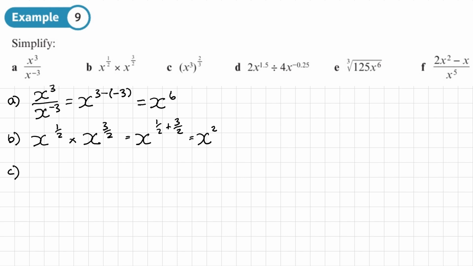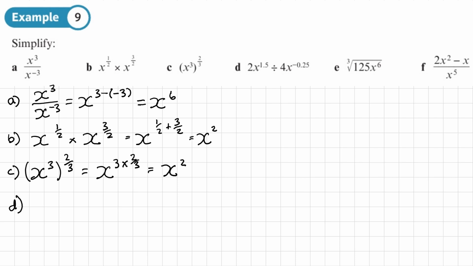C, x cubed, and that is raised to the power 2 over 3. So to evaluate this, it's going to be 3 times by 2/3. And if we do that, 3 times by 2/3 is just 2. So this also becomes x squared.